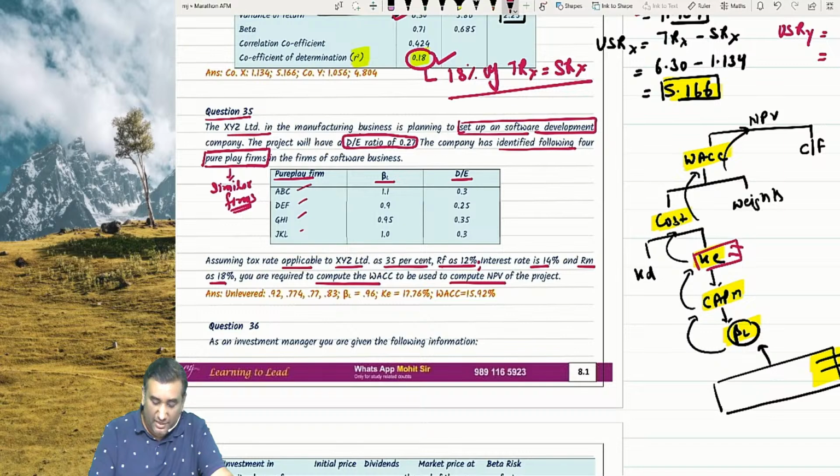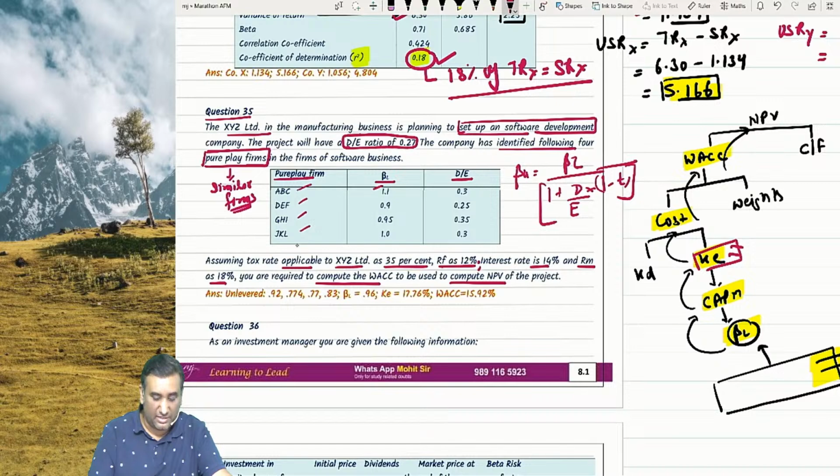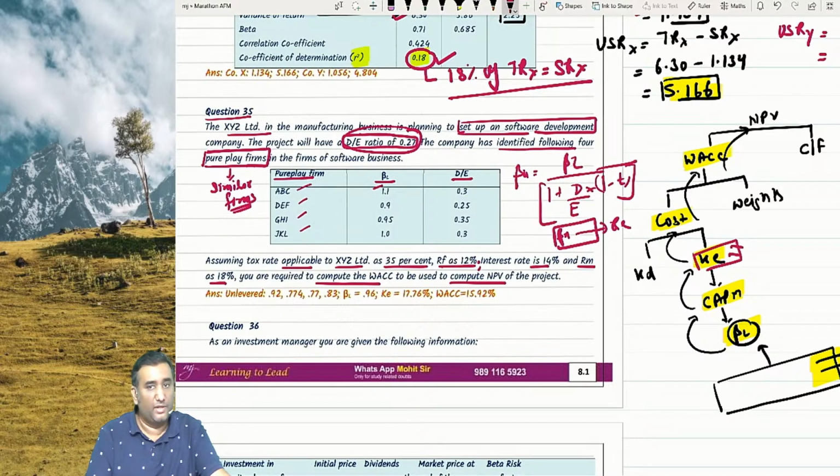So similar firms are available to you, with the beta levered of the comparable companies and debt equity. First I'll apply beta unlevered is equal to beta levered divided by 1 plus D by E into 1 minus T. I will apply it and we'll get the unlevered betas for ABC, DEF, GHI, JKL, and whatever average comes, that average beta unlevered would be relevered using the debt equity ratio of 0.27, and then we'll find KE, and then KD is available, the rest of the data is available.